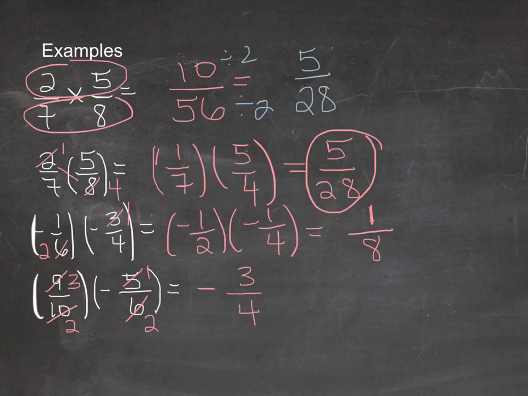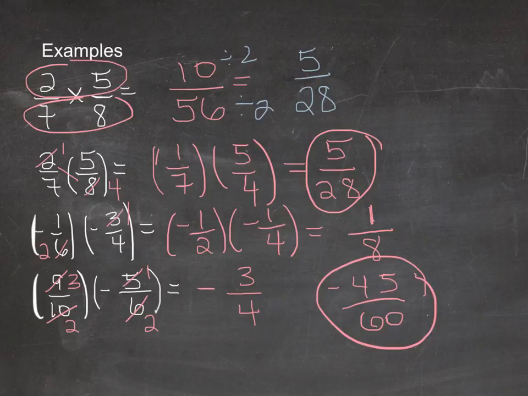So instead of going through and getting negative 45 over 60 and then having to reduce from that stage all the way down to the negative 3/4, I've done it by cross-canceling. Okay, so you want to use the method of cross-canceling. So let's see some examples with division.